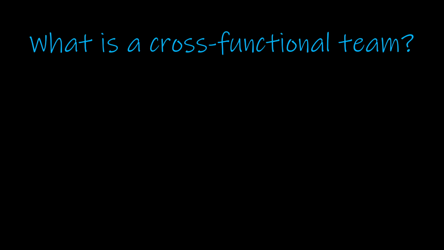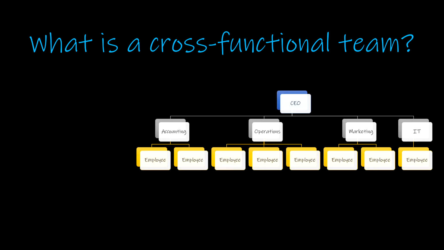We're going to start this lesson by asking the question, what is a cross-functional team? And to answer that question, we're going to take a look at an organizational hierarchy. In this hierarchy, you can see we start with the CEO at the top, and then below the CEO we have a variety of different departments. We have an accounting department, an operations department, a marketing department, and an information technology department.